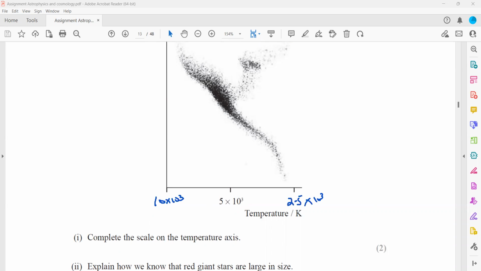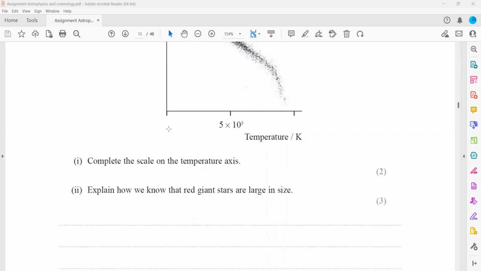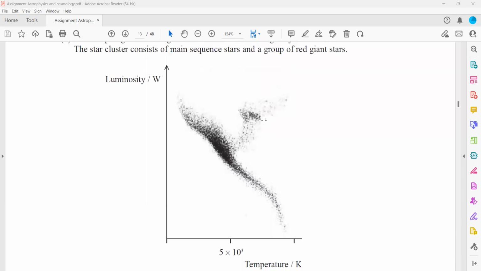Then, explain how we know that the red giant stars are large in size. Because luminosity is proportional to the fourth power of temperature and the surface area, according to the Stefan-Boltzmann law. That is, the Stefan-Boltzmann constant times 4 pi r squared, where r is the radius of the star, times T raised to the power 4.